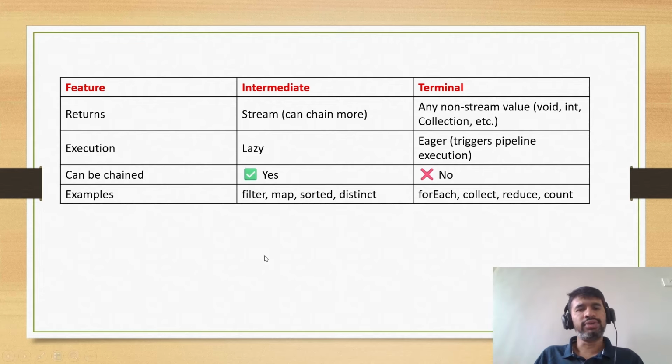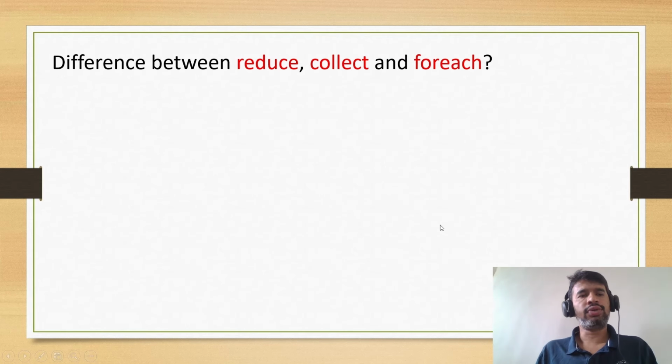Examples you already saw: filter, map, sorted, distinct are examples of intermediate operations. forEach, collect, reduce, count are examples of terminal operations. I hope it's very clear to you. Let's move on to the next question. So the question is, what are the differences between reduce, collect and forEach?